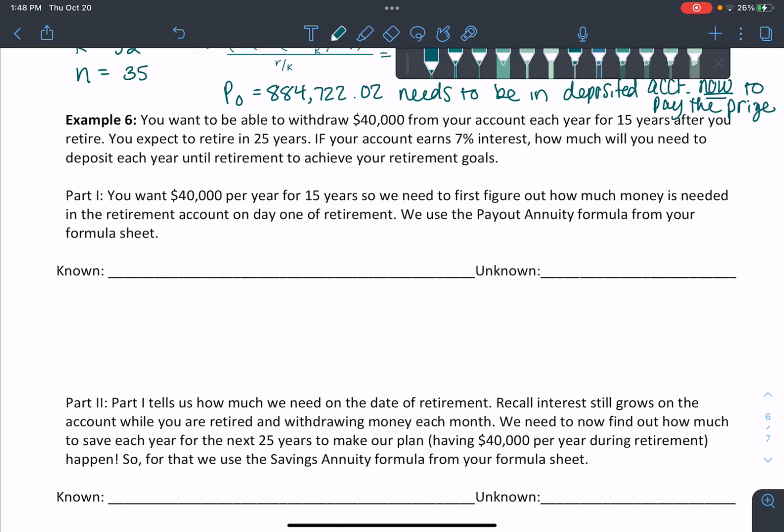You want to be able to withdraw $40,000 from your account each year for 15 years after you retire. You expect to retire in 25 years. If your account earns 7% interest, how much will you need to deposit each year until retirement to achieve your retirement goals?